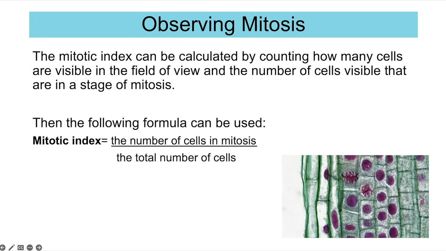And you can work out what's known as the mitotic index, and this is by counting how many cells are visible in your field of view and how many cells are visible that are in a stage of mitosis. And you would then use the formula, the number of cells in mitosis divided by the total number of cells, to give you a mitotic index, which is essentially an index to give you an idea of the rate or how much mitosis is occurring. So you could do a comparison between different tissues.